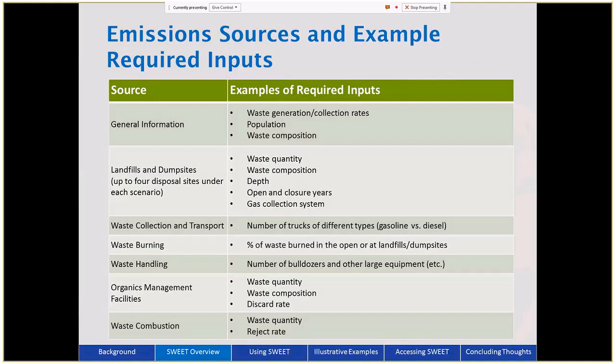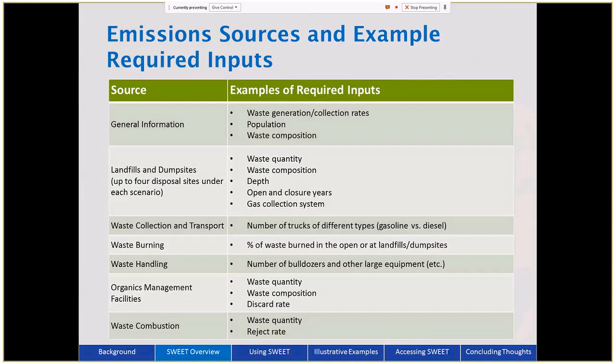So this table provides an overview of the sources that we look at in the Suite tool. The first row is not really a source. It's more just to make it clear that the tool requires you to provide some general information that is used across all the other sources. Some of the required inputs in the general information category include waste generation and collection rates, the city's population, and the waste composition for the general waste stream.